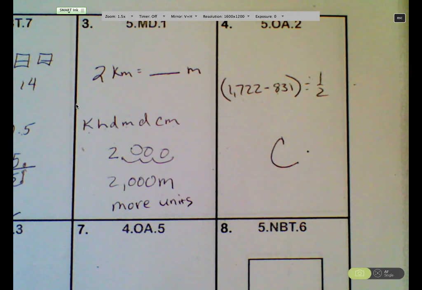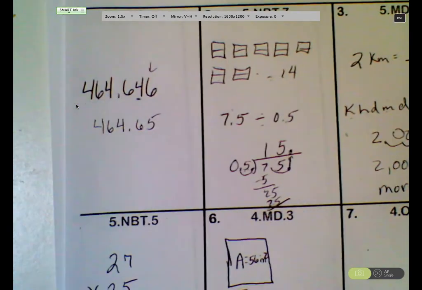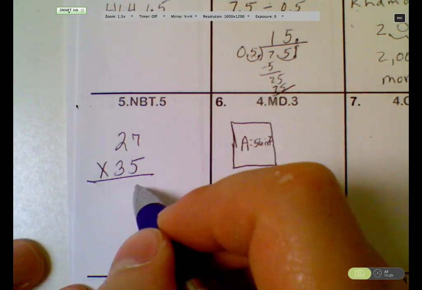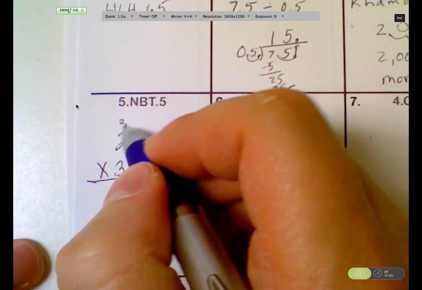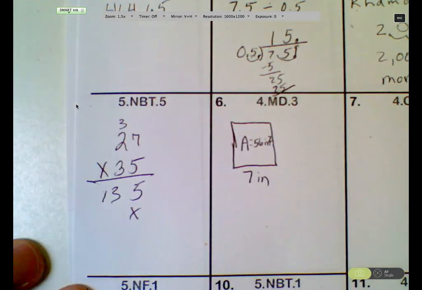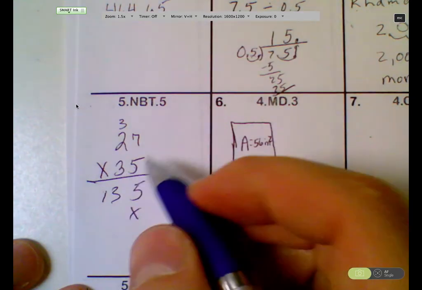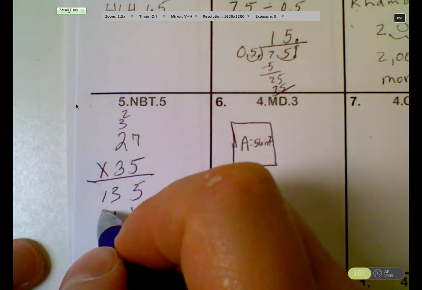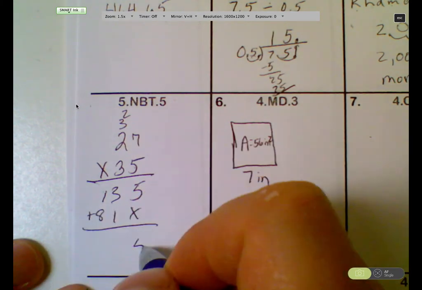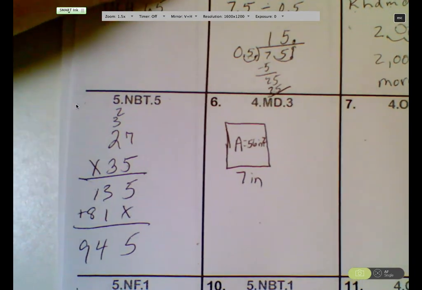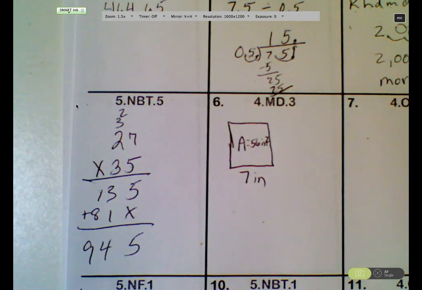Number 5, I'm going to multiply 27 times 35. 7 times 5 is 35. Carry my 3. 5 times 2 is 10. Plus 3 is 13. Give myself a placeholder. 3 times 7 is 21. Carry my 2. 3 times 2 is 6. Plus 2 is 8. Add those together. 945.